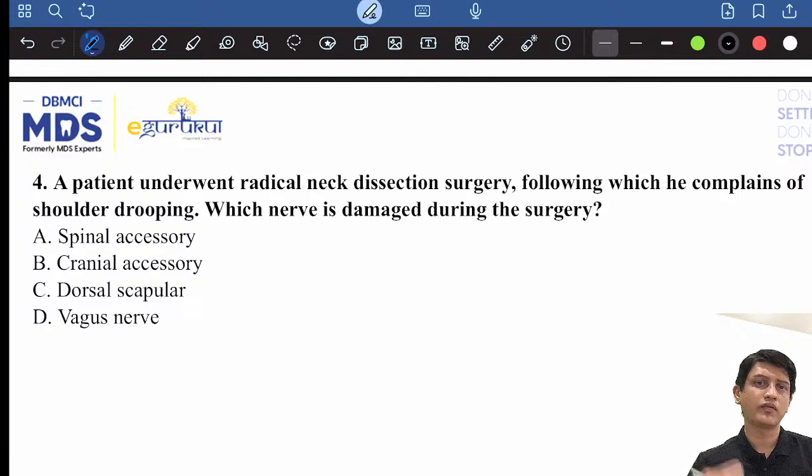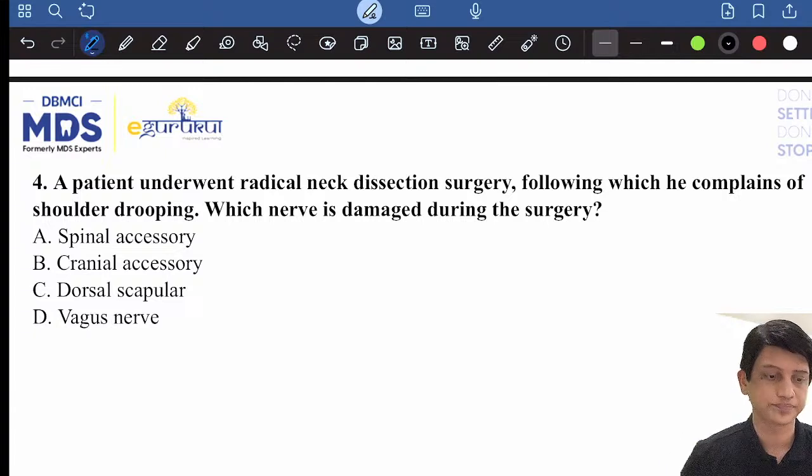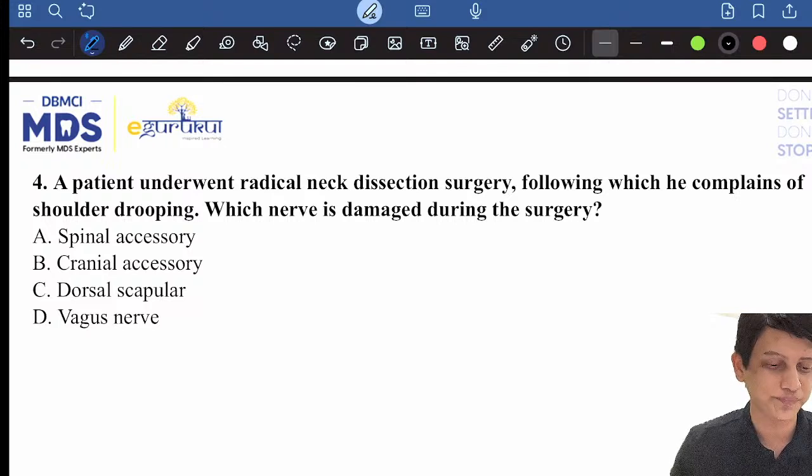They have asked, while doing radical neck dissection, which of the following nerves is injured to make drooping of the shoulder like this. Shoulders have been drooped down. Answer is... excellent, all of you. Very good.